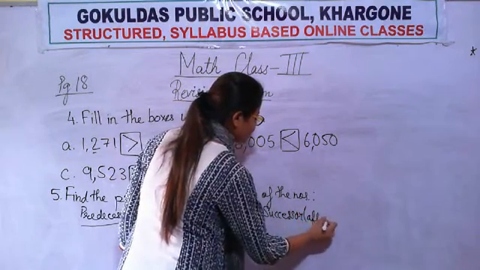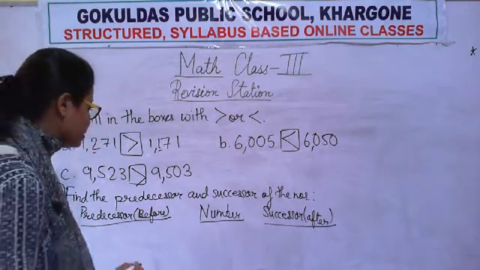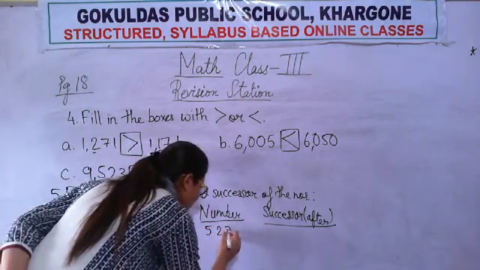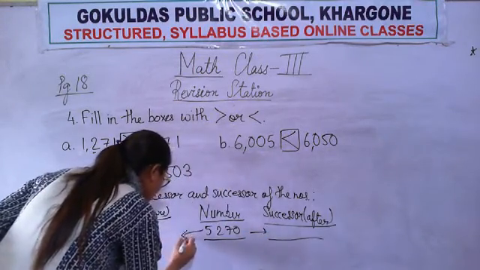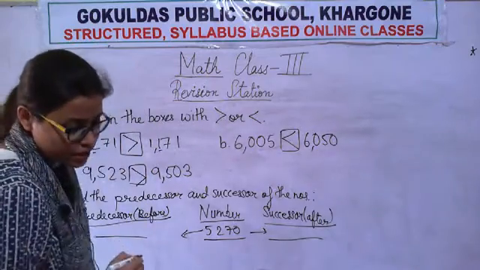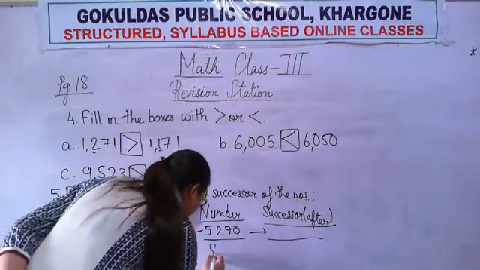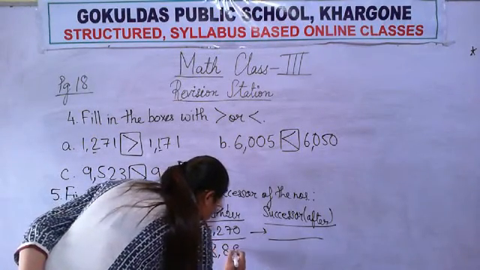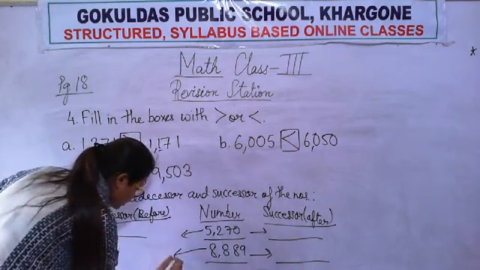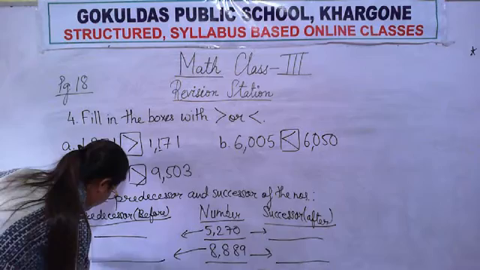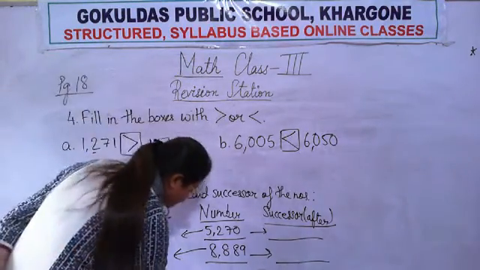We all have done this. 5270. Next number is 8889. A, B, C. 9110.